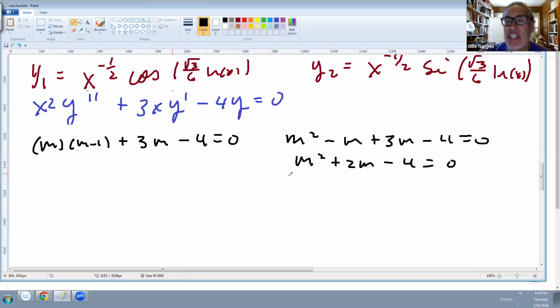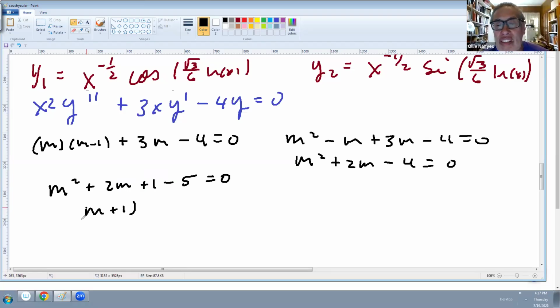Now, how does this factor here? Well, let's see. The way I like to do this is let's go ahead and complete the square. We could use the quadratic formula, but I'll complete the square instead. So I'll take 2 divided by 2 is 1. So it's m squared plus 2m plus 1, and then we have a minus 5 is 0. So this is m plus 1 squared. See, I added a 1 here, so if I added a 1, I better subtract 5.